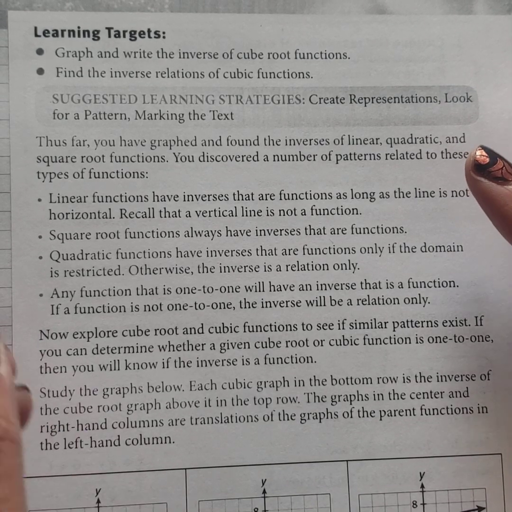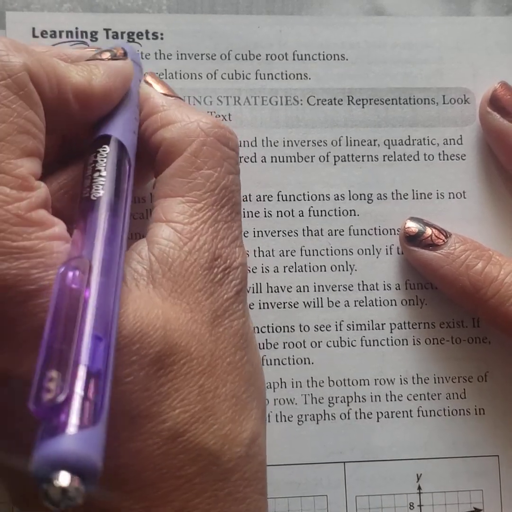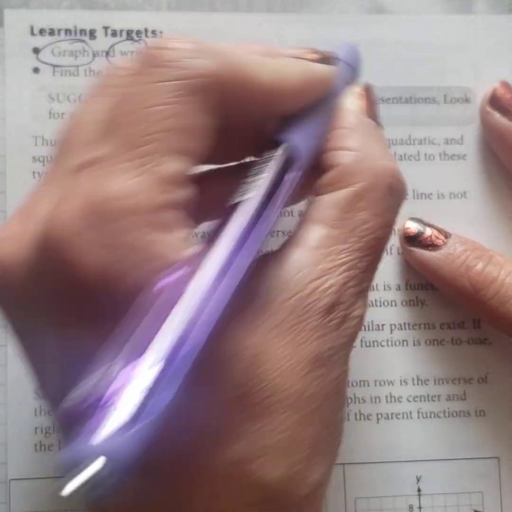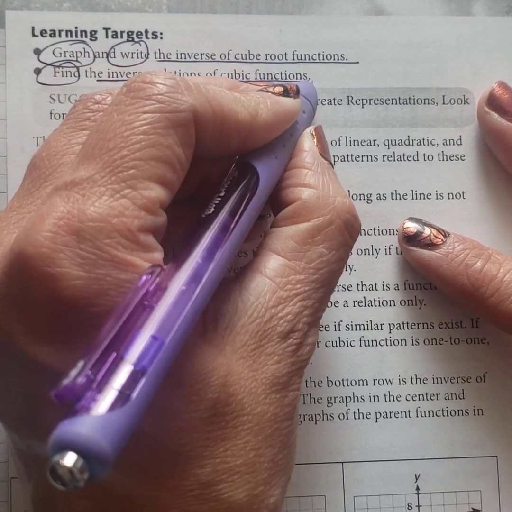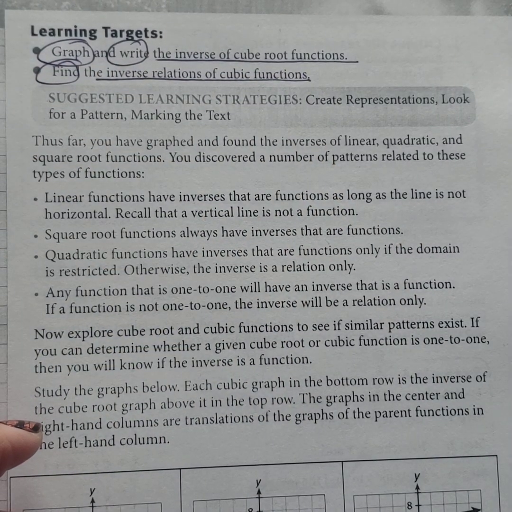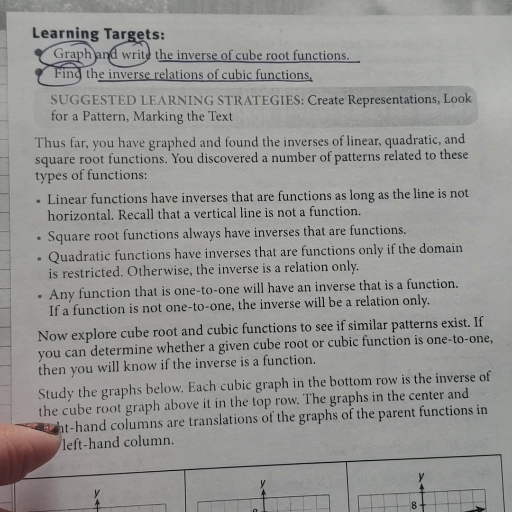And so for 9.3, this is the end of activity 9. We're going to graph and write the inverse of cube root functions. We're going to find the inverse relations of cubic functions because cubic and cube root are related to each other. They're inverses of each other.